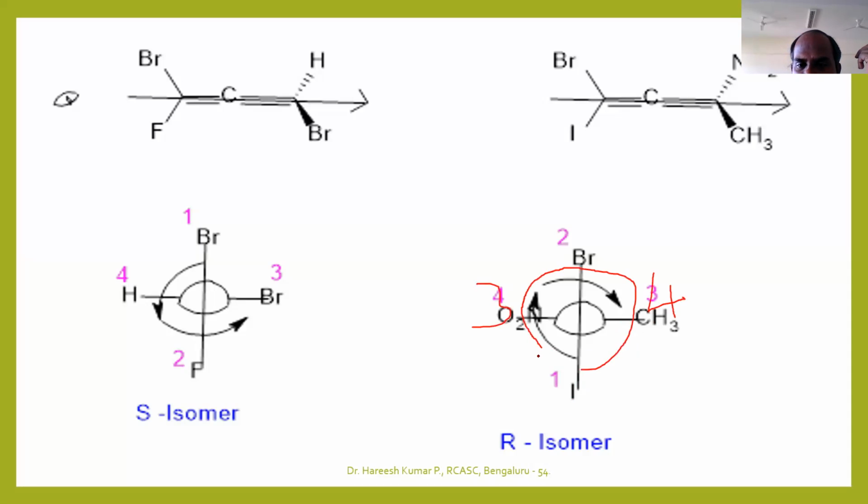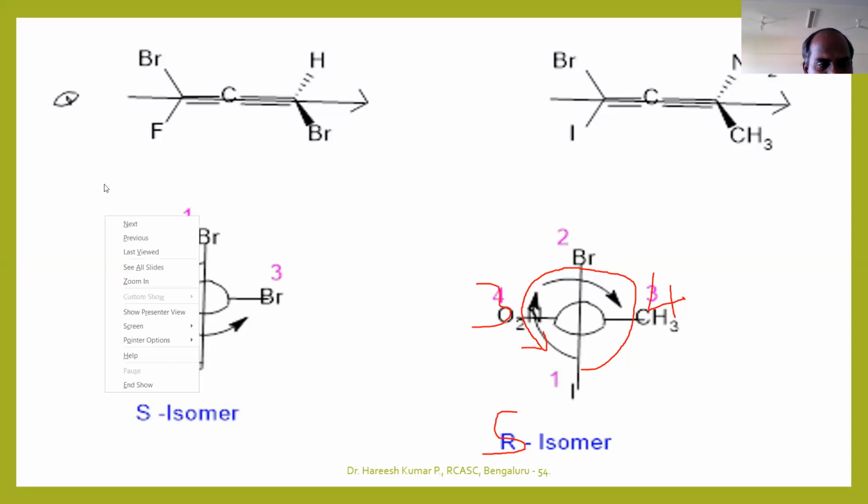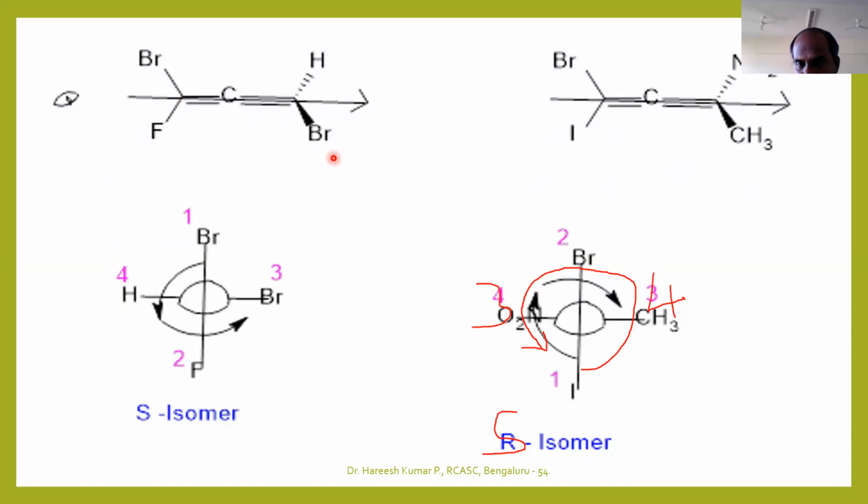So what it means is that it is an S configuration. This is not R, this is an S configuration. So you can correct the configuration assigned to this allele. Now I will take a pointer again. This is how you can assign R and S to the alleles.